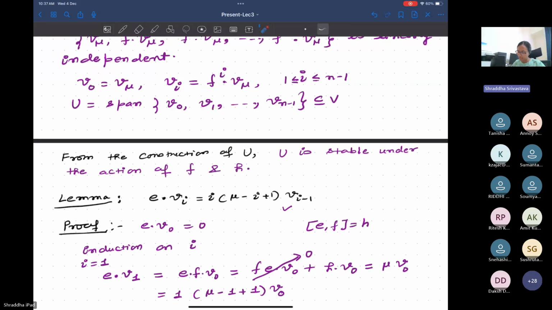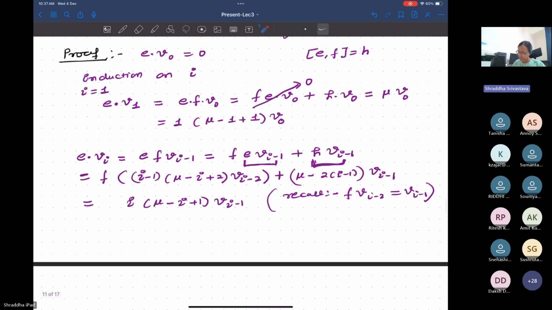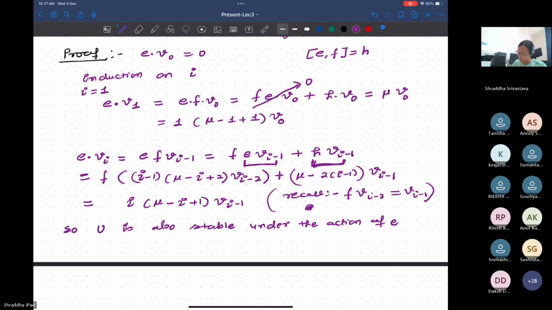So from this it is clear that U is also stable under the action of E. And we have already said that U is stable under the action of F and H. So U is actually stable under the action of any element of sl2C.